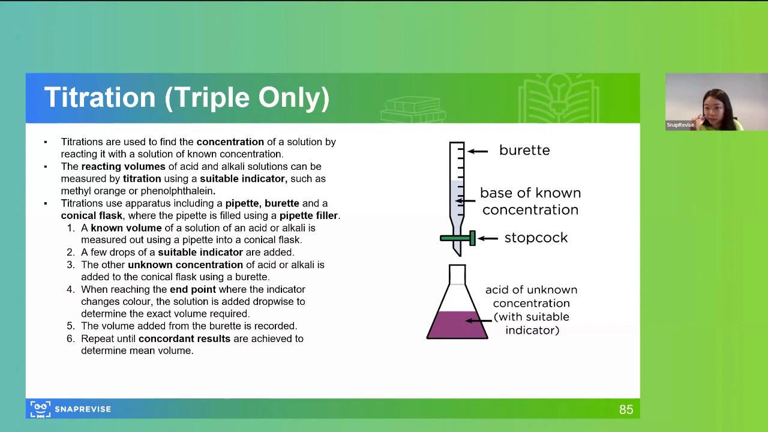All solutions are technically clear. You can see through them. That's what clear means. If you want to say something that's transparent, like there's no color, use the word colorless. It's colorless to pink. Never use the word clear when you're talking about indicators.